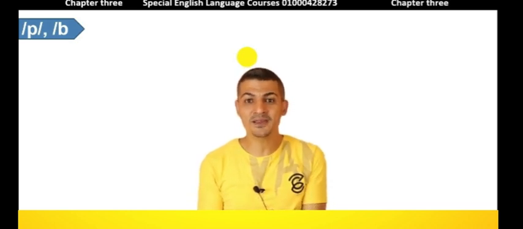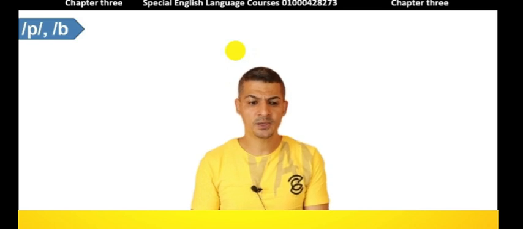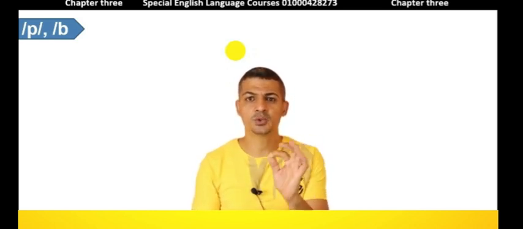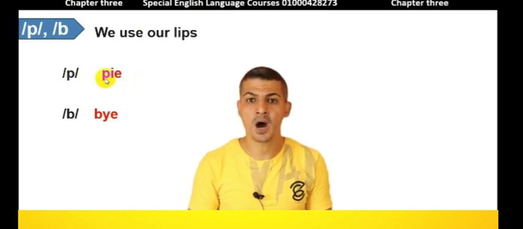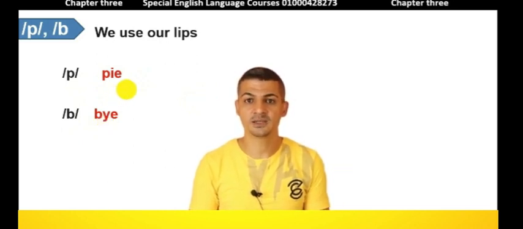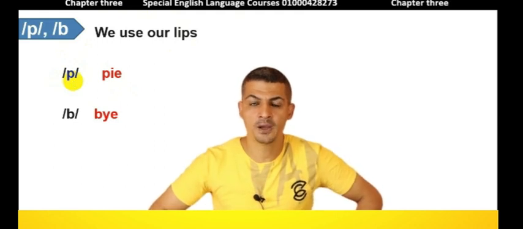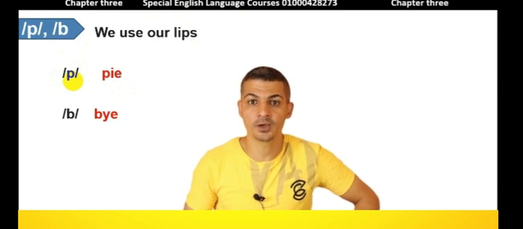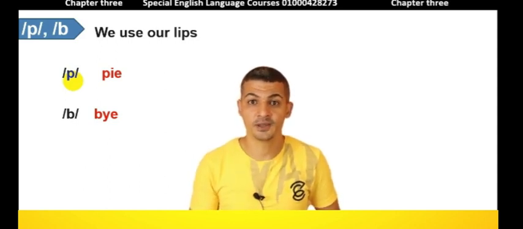Okay, how can we produce them? Pay attention to me. To produce these two sounds, we use our two lips. The first one, p, as in pie. And the second one is b, as in buy. The first one is unvoiced, and the second one is voiced. In pronouncing the sound p, there is no vibration in the vocal cords or vocal folds. But in the second one, b, there is vibration in the vocal folds, in the vocal cords.